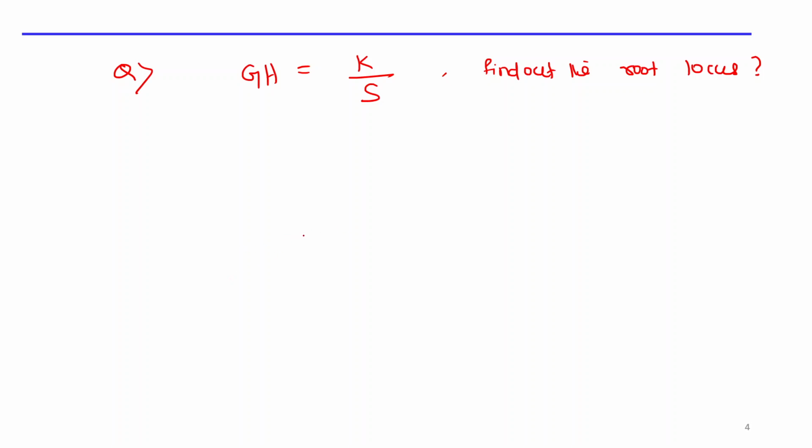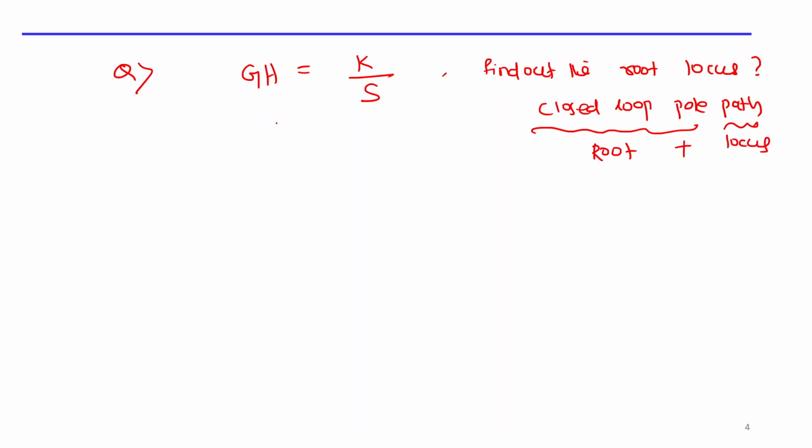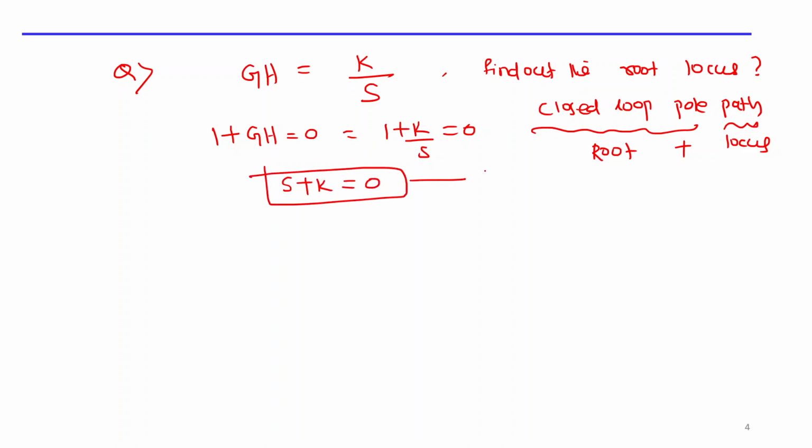Can anybody tell me how we will start this? Root locus means the closed loop pole path. The closed loop poles are called the roots, and path means the locus. So this combination is called the root locus. First you have to find the closed loop characteristic equation, given by 1 plus GH equal to 0. So 1 plus K by s equal to 0, so s plus K equal to 0. This is the first equation, the auxiliary equation.